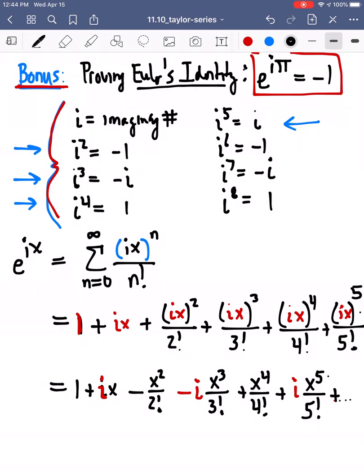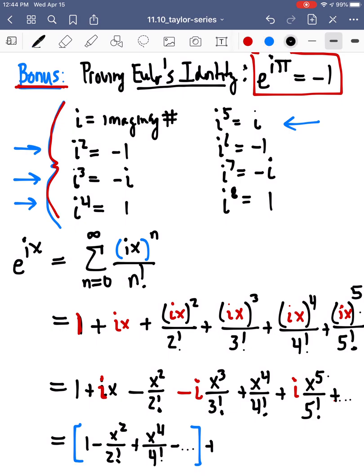Again, we could keep listing off terms here, but you might notice something special about the terms that have i's and the terms that don't have i's. So right now we're just going to group all the terms with i's and the terms without i's. So first let's collect all the terms that don't have any imaginary components on them. That's the 1, the minus x squared over 2 factorial, a plus x to the fourth over 4 factorial, and we could keep going on. You can kind of see the pattern that looks like it's emerging. We only have even powers of x over the corresponding even n factorial.